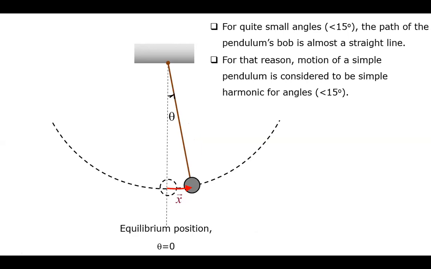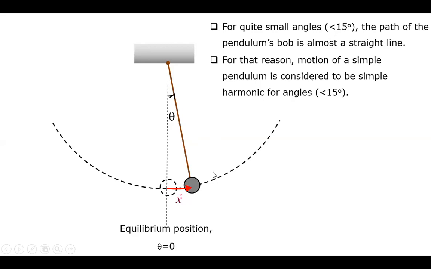So this is a many times asked ministry exam question, so don't forget, for angles less than 15 degrees, the motion of a simple pendulum is defined as simple harmonic motion. But if the angle is greater than 15 degrees, it is not simple harmonic. It is just a periodic motion if it is greater than 15 degrees. Teacher, what is 15 degrees? As I said, it's defined in your book, less than 15.